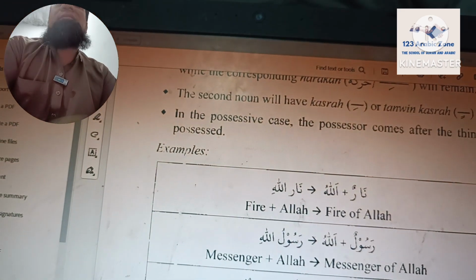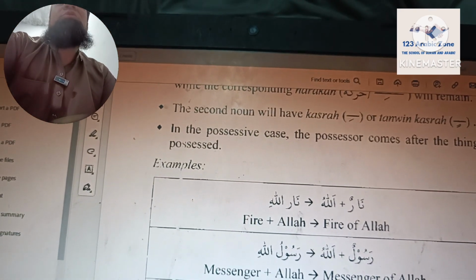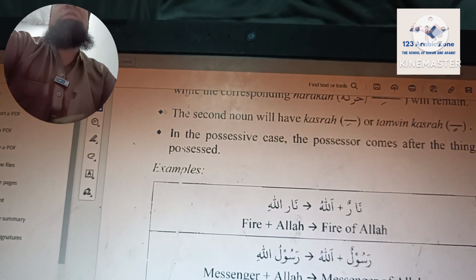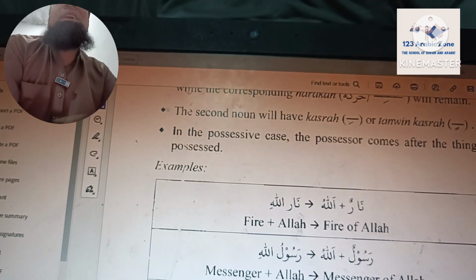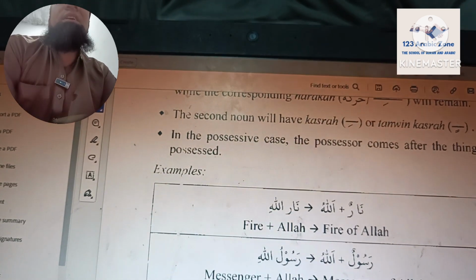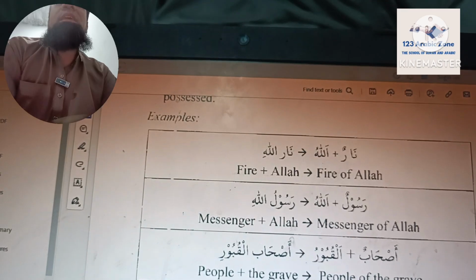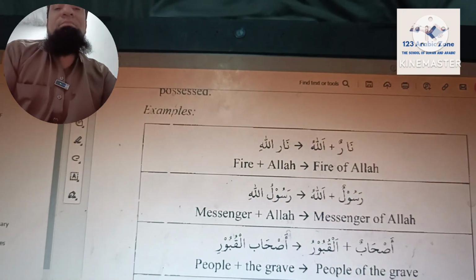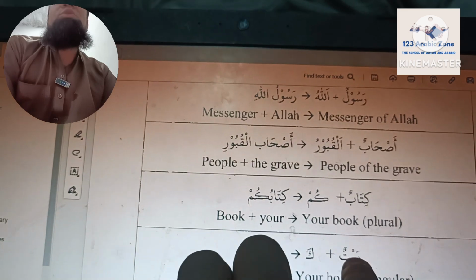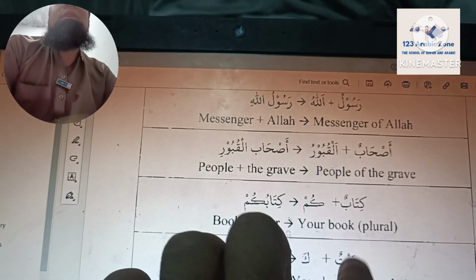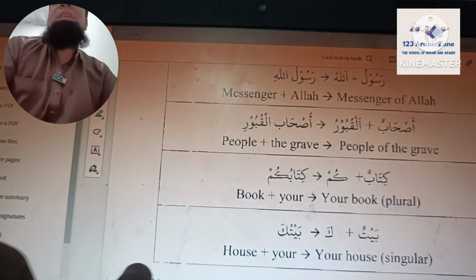But the first noun will convert from nunation to one movement like dhamma, fatha, kasra. Ashabul quburi, kitabukum, baytuka. So the point is baytu, kitabu, ashabu, rasulu, naru.